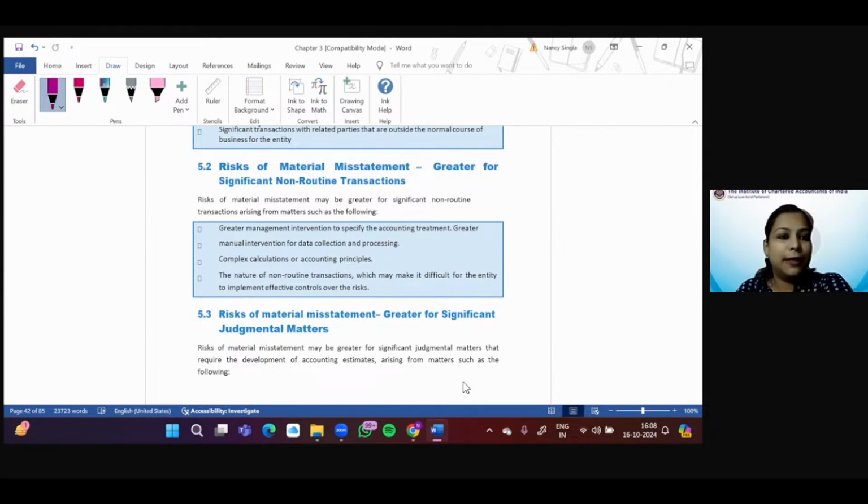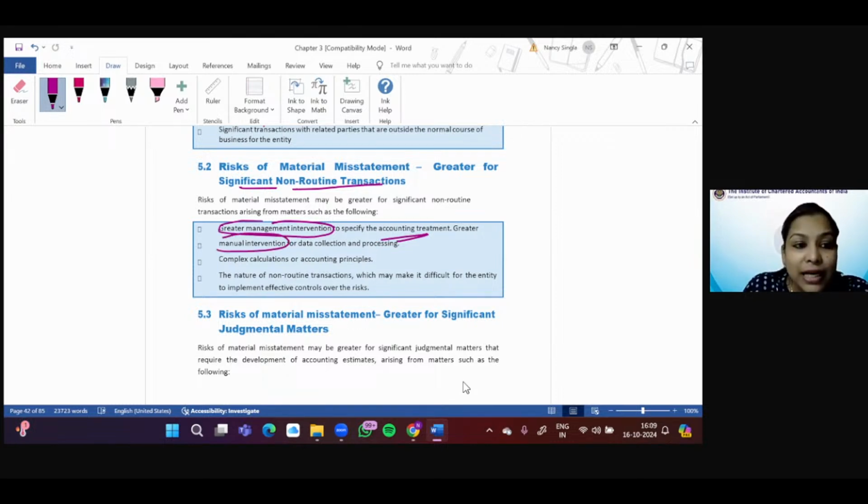Risk of material misstatement is greater for significant non-routine transactions, right? If there is a non-routine transaction, we are not talking about sales or purchases, the routine transactions. Let's say there is some merger or acquisition, or a huge scrap sale that has been done. Since it is a non-routine transaction, greater management intervention will be there to specify the accounting treatment. Greater manual intervention will be there.